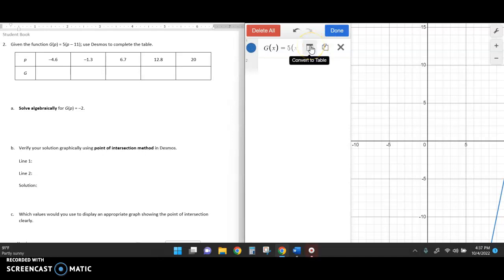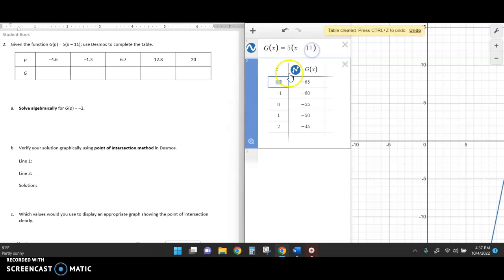So I'm going to go to the gear, convert to table, and I'm going to change these values to match my input values that I have here. So negative 4.6 and so on and so forth. We have 12.8 and 20. And so now we can fill in the table with those values that you have there.